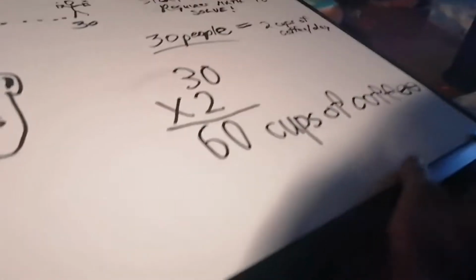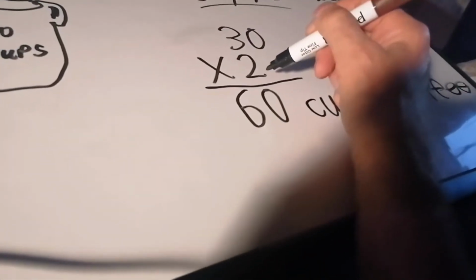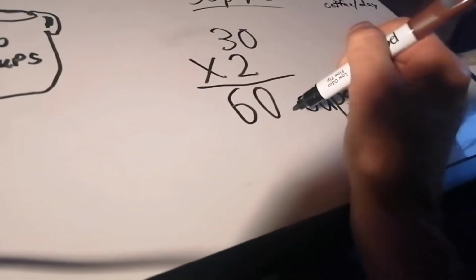So now we need to make 60 cups. For 30 people, yes, they need 60 cups of coffee, because you just showed me 30 times 2 equals 60.